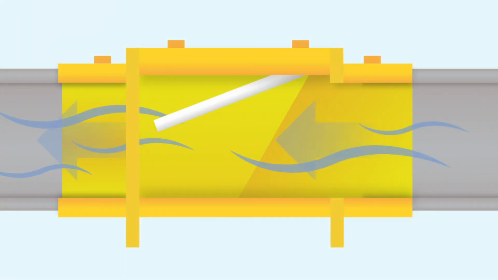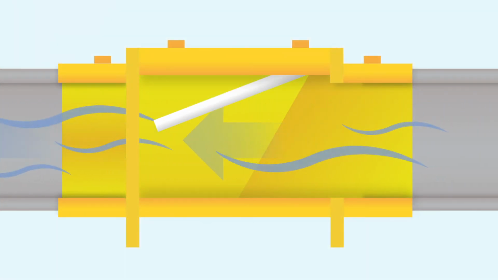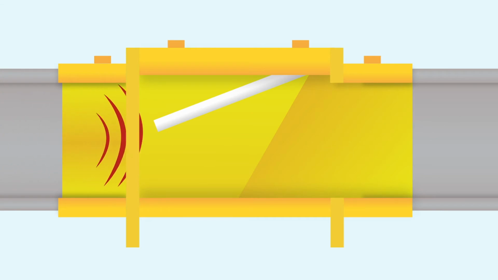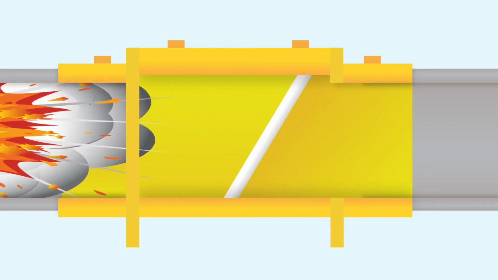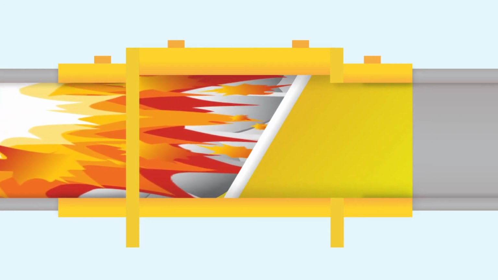Normal airflow keeps the flap plate open. But if an explosion occurs, the pressure wave forces the flap closed, and flames and smoke are contained.